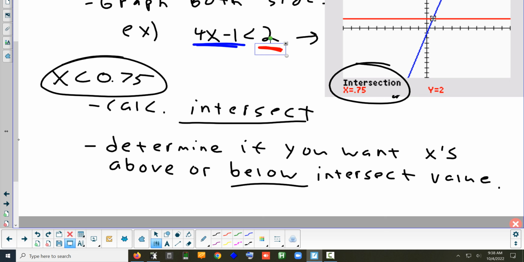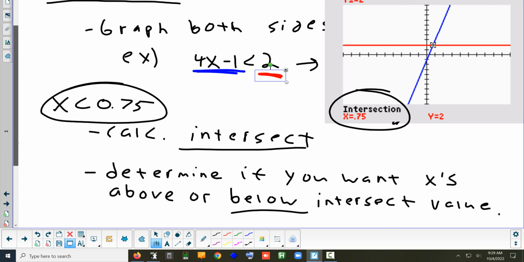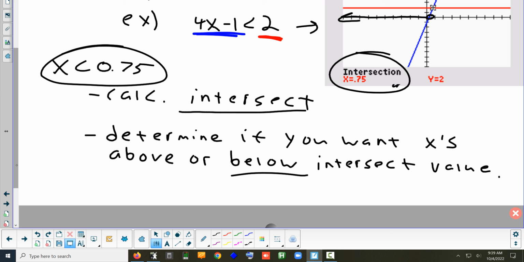Yes? If you want the axis above or below the intersect value, is that the greater than or equal to part? Yep, it has to do with whether you want to be above a certain thing or below a certain thing. We want it to stay below the red line, so we need to pick x values that go this way. Our x values have to go to the left of that intersection point. If we go to the right of it, then the blue line goes up above the red line. And that's not what we want.